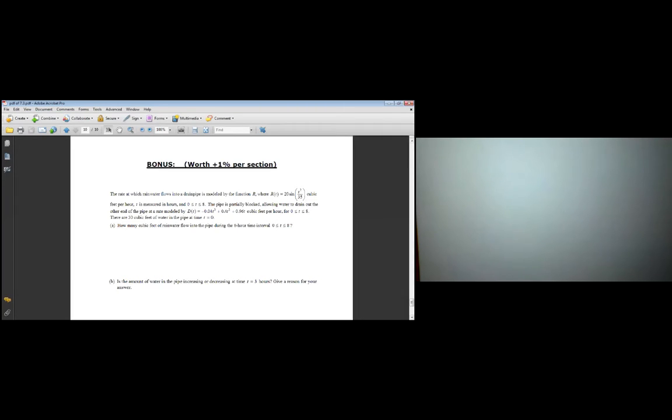All right, now I'm going to have you guys do this problem for homework, but I want to read it with you first. For part A, how many cubic feet of rainwater flow into the pipe for 0 to 8? That is a total amount. You have a formula for the rate at which water goes in. I want the total amount of water that goes in. And this is a calculator question. Part A is very easy.